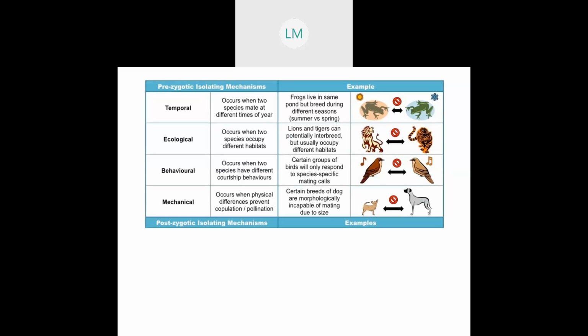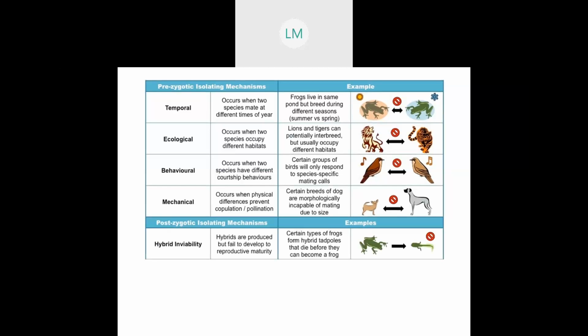We also have a few post-zygotic isolating mechanisms. So we're going to go through those here. One of those is hybrid inviability. So remember, post-zygotic means that the zygote has already been formed. They have already mated, and our zygote is formed. But now there are mechanisms in place to prevent this offspring from surviving and reproducing and being fertile.